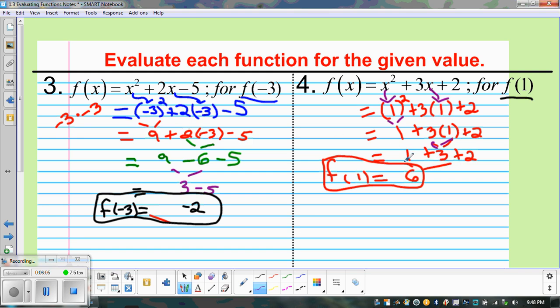Well, we can do that in our head. 1 plus 3 is 4. 4 plus 2 is 6. So our final solution should be f of 1 is equal to 6. Once you have both of these problems down, go ahead and move to the next page.